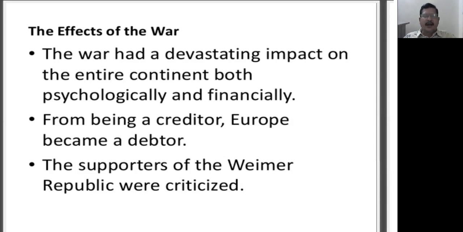From being a creditor, Europe became a debtor. Creditor means the European countries used to give loans to others. Now Europe had to borrow from others. It became reverse. The supporters of the Weimar Republic were criticized. The people in Germany, or any other parts of Europe, whoever supported the Weimar Republic, were criticized.